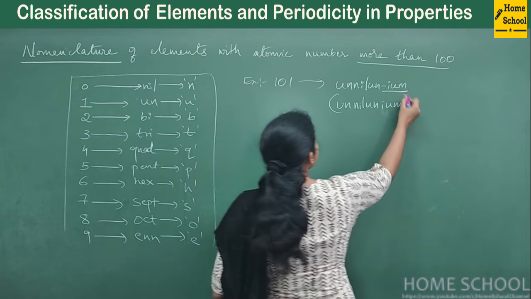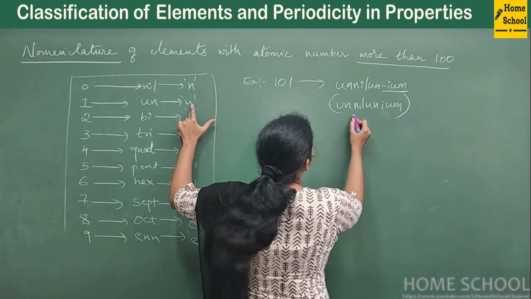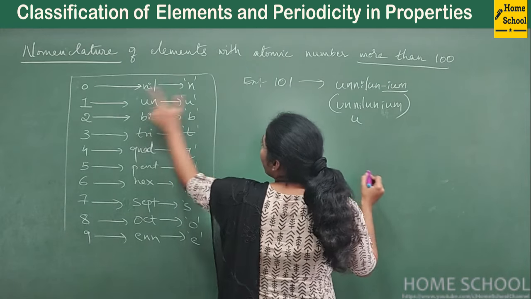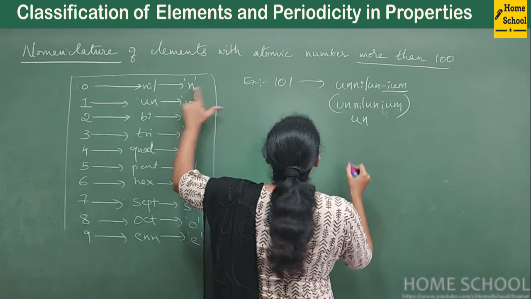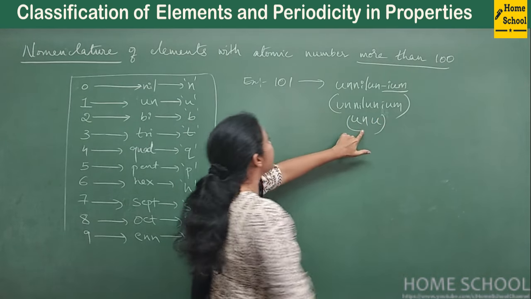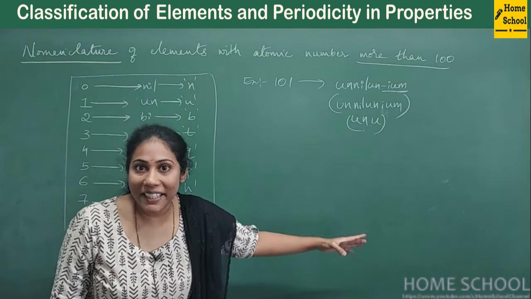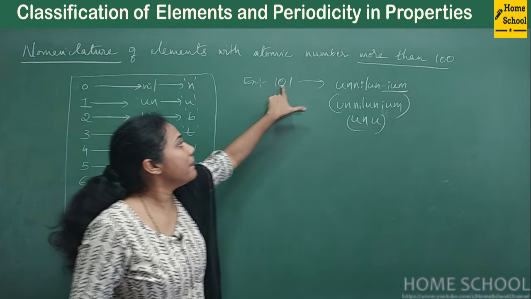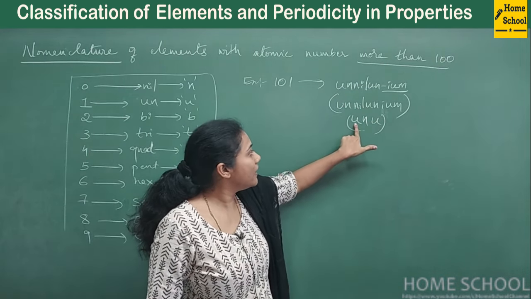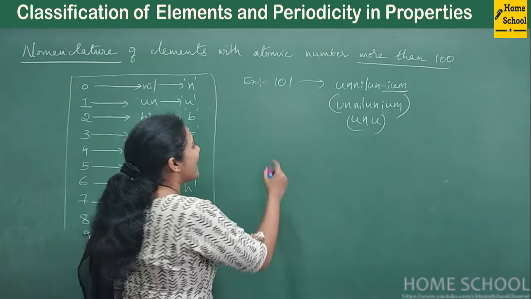And what is its symbol? For 1, what is the abbreviation? U. And for 0, what is the abbreviation? N. Again for 1, what is the abbreviation? U. So this is the symbol for this element. Like sodium, the symbol is Na, right? Like that, for this name, the symbol is UNU. It's very easy, right? So one more example.